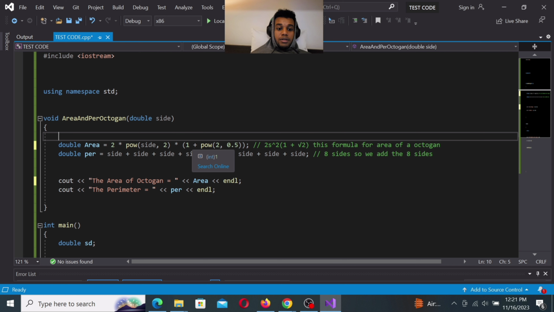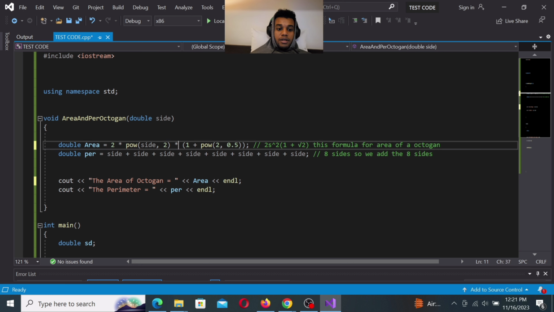Like this bracket, for example, this bracket's for the power, and this bracket holds in the entire bracket like this. So this is that, and this is this right here.